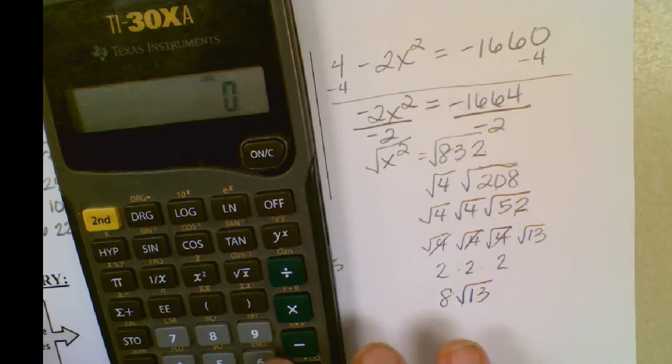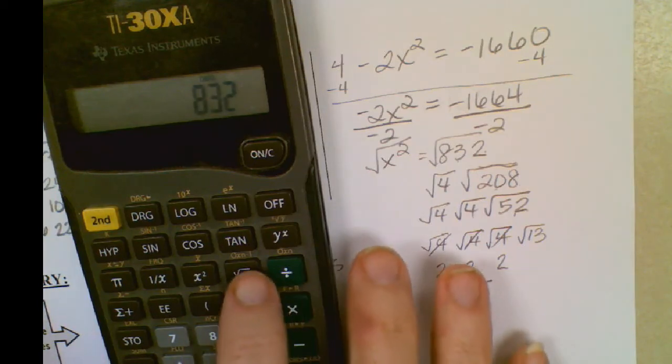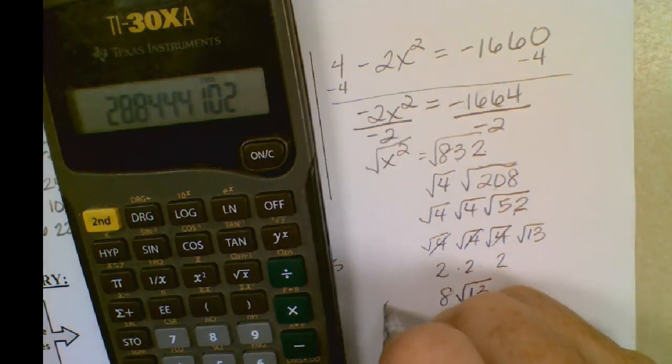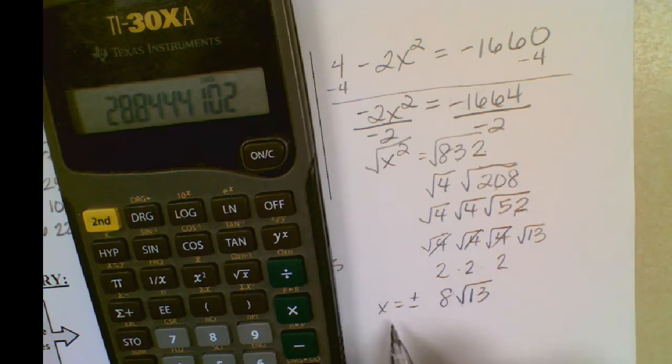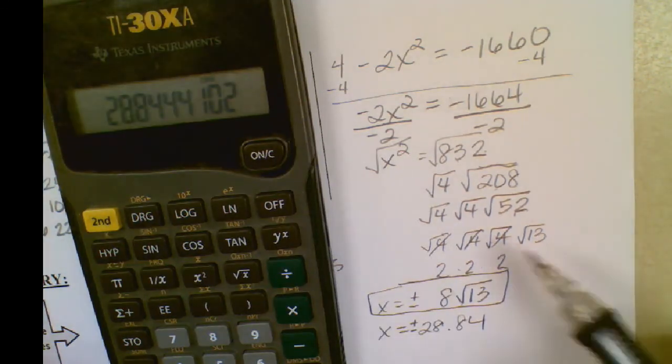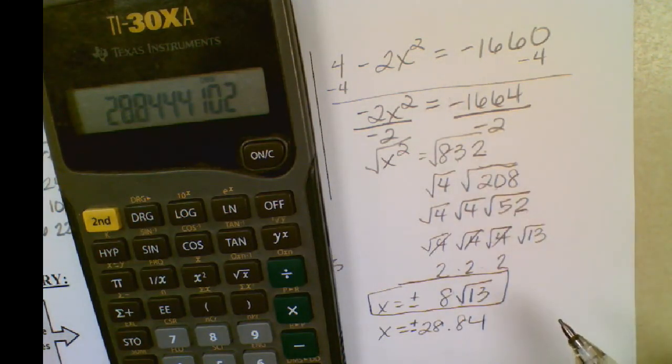If you wanted to do that in decimal form, you could certainly do that. So the square root of 832 would be 28.84. I would really prefer that it's left in radical form, but it depends on the way the question is asked of you. This is my preference to be left that way. Gives you good practice with simplifying your radicals also.